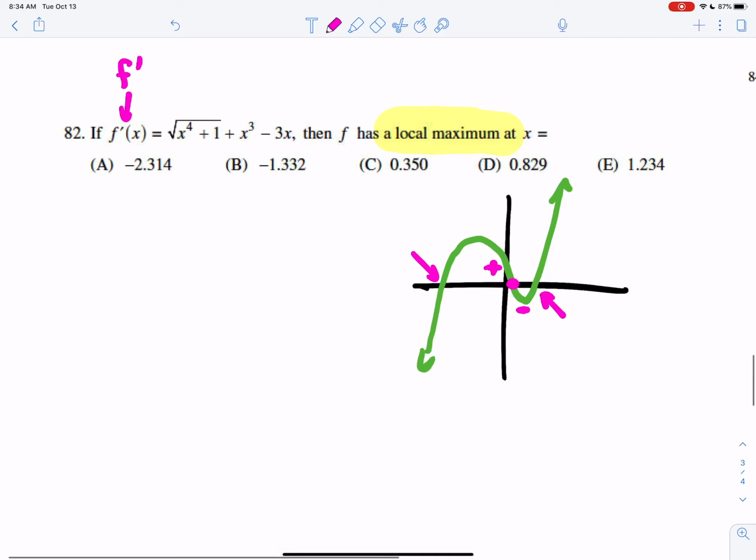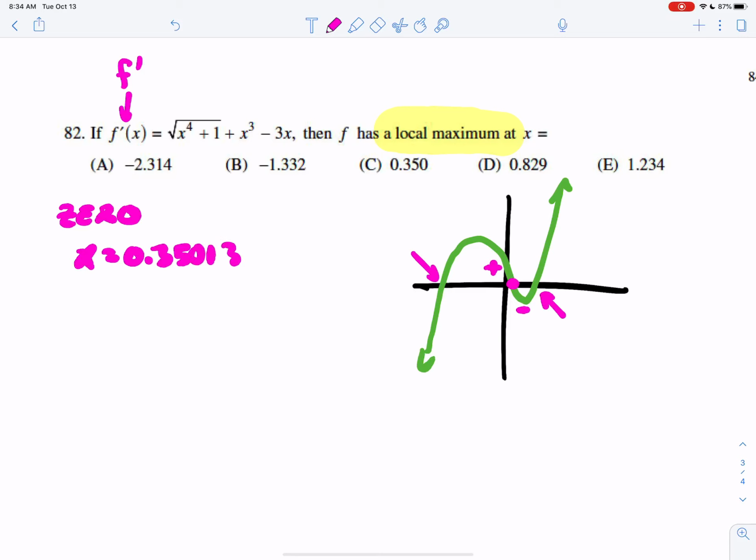And you should get 0. It should physically say 0, okay? X equals 0.350137.5. Okay, so here's the thing. Here's what a lot of people do.